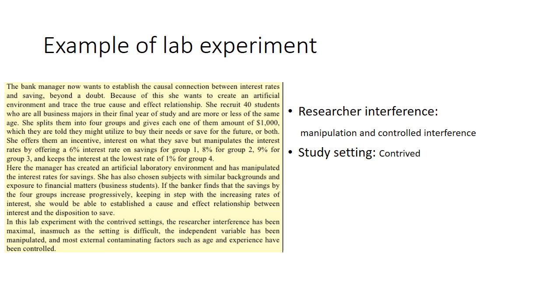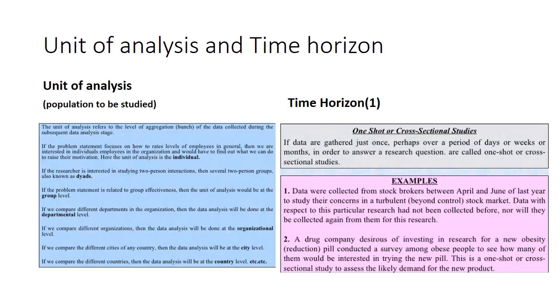In this lab experiment with the contrived, artificial setting, the researcher interference has been maximal. Interference has been maximal. Okay, the independent variable has been manipulated, and the most external contaminating factors such as age and experience have been controlled. So it is controlled as well. The interference is maximal, and the setting is contrived.